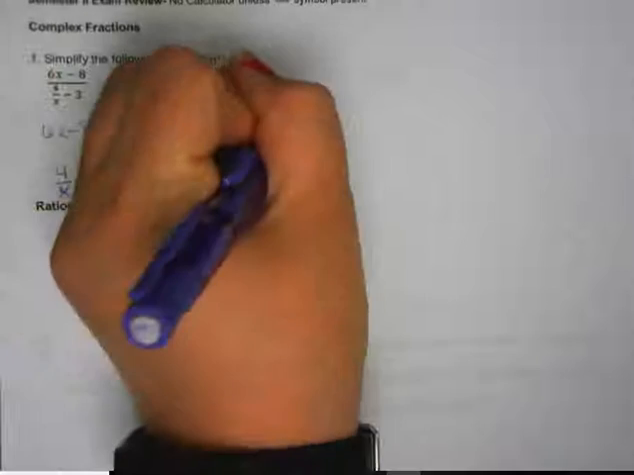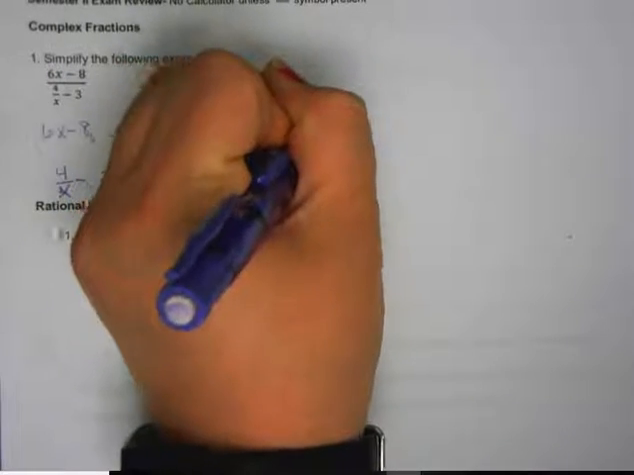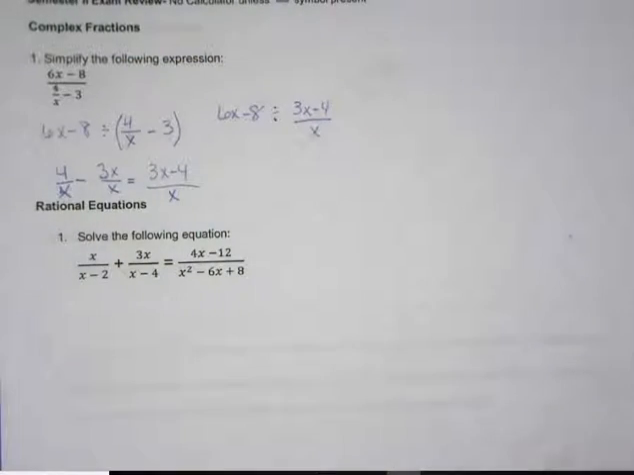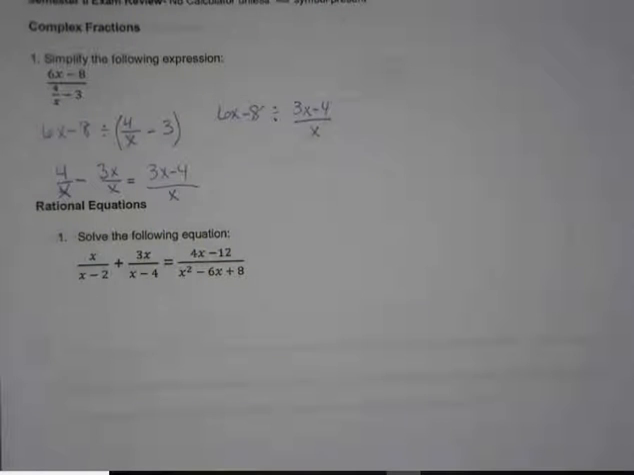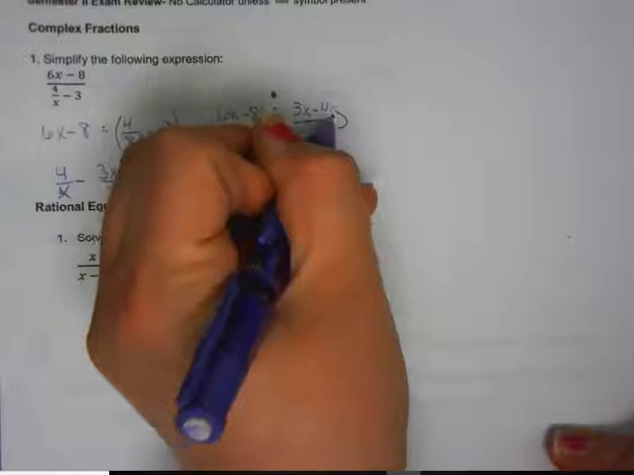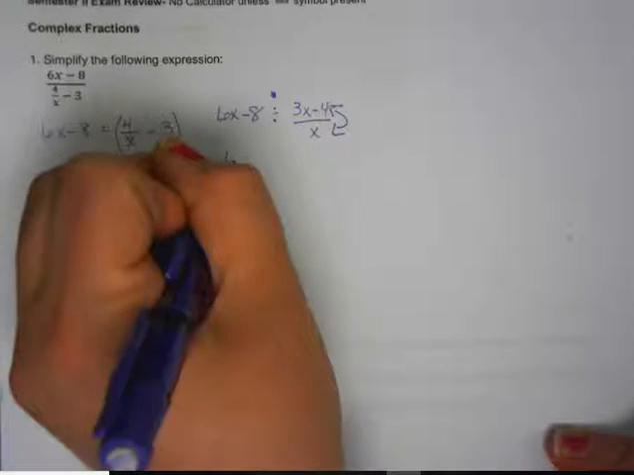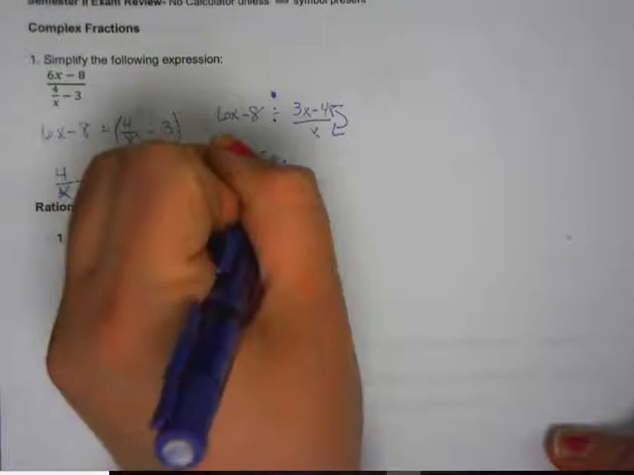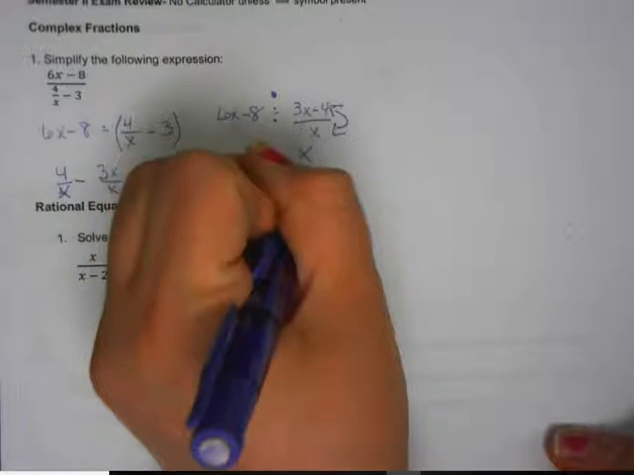So my new problem is 6x minus 8 divided by 3x minus 4 over x. And remember, in the previous video, I reminded you that whenever we're dividing by fractions, we are multiplying by its reciprocal. So that means keep this one, change this to multiplication, and then flip the fraction. So that gives me 6x minus 8 times x over 3x minus 4.